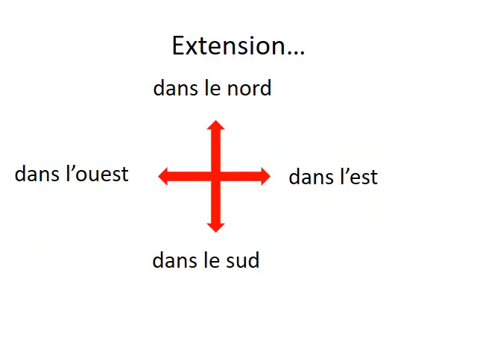Okay, here we go. Here's your extension if you fancy a little bit of extra work. What do you think these mean? We've got the points of the compass. We've got dans le nord, dans l'est, dans le sud, et dans l'ouest. Dans means in, so you can work out what the rest mean, can't you? In the north, in the east, in the south, and in the west.